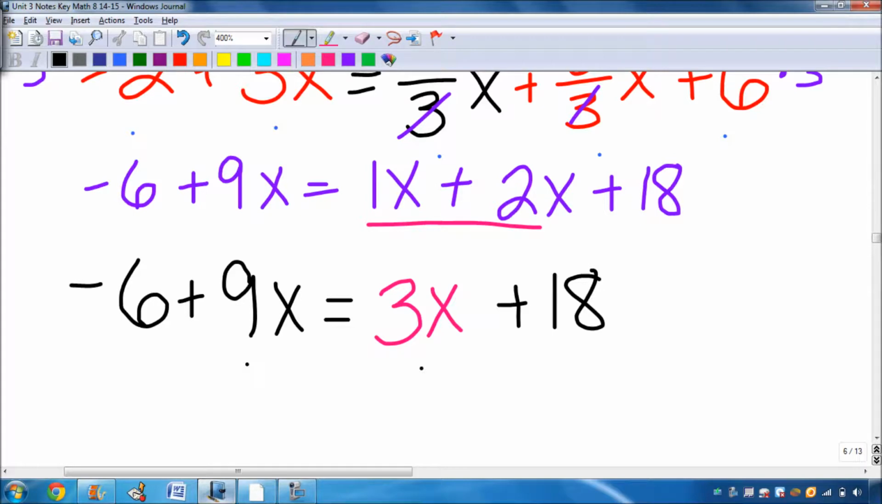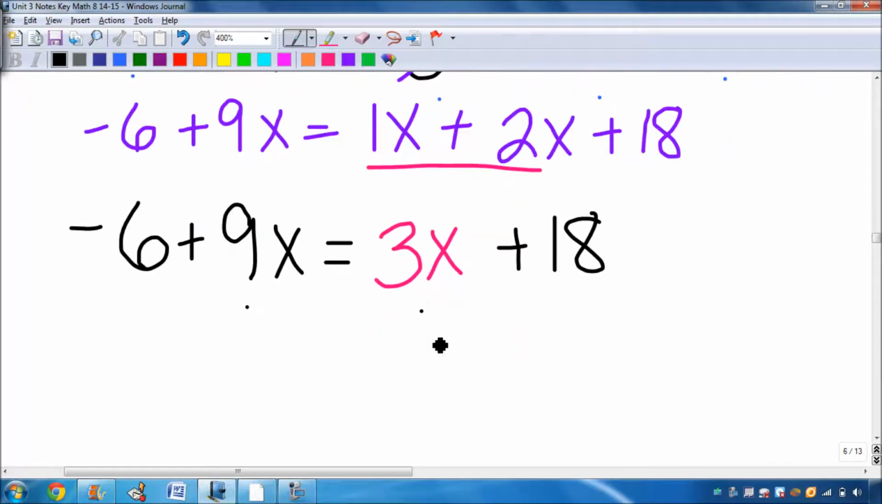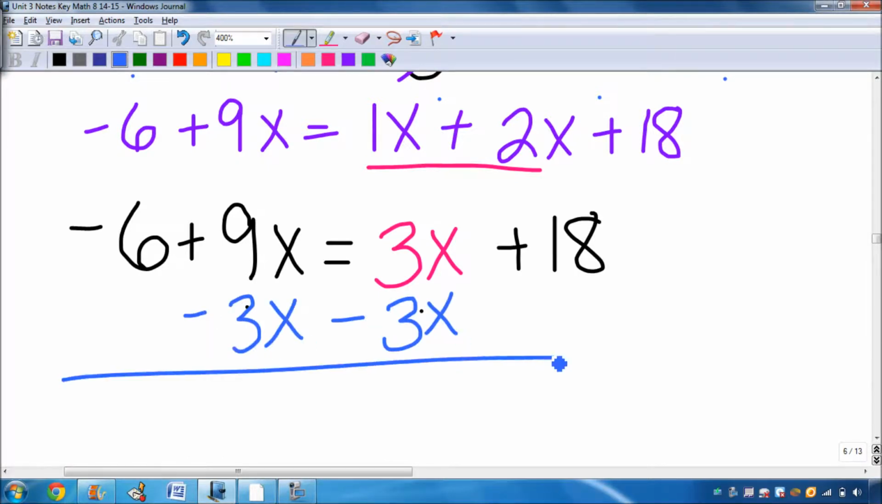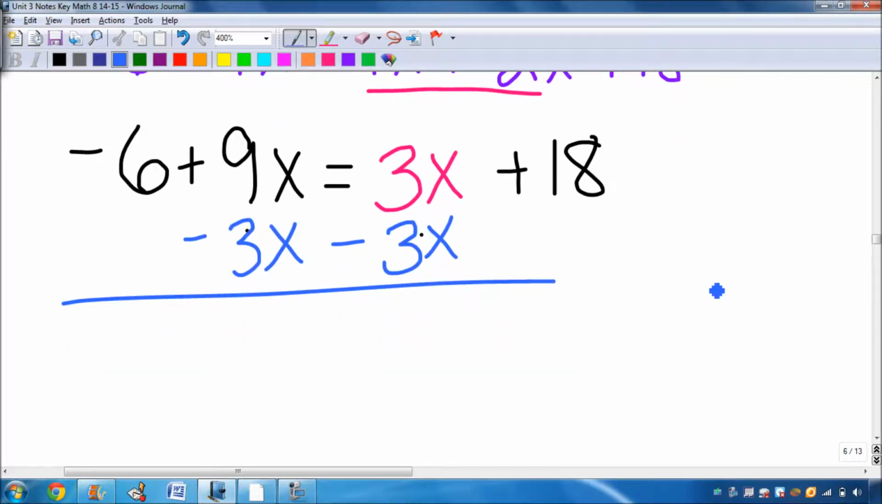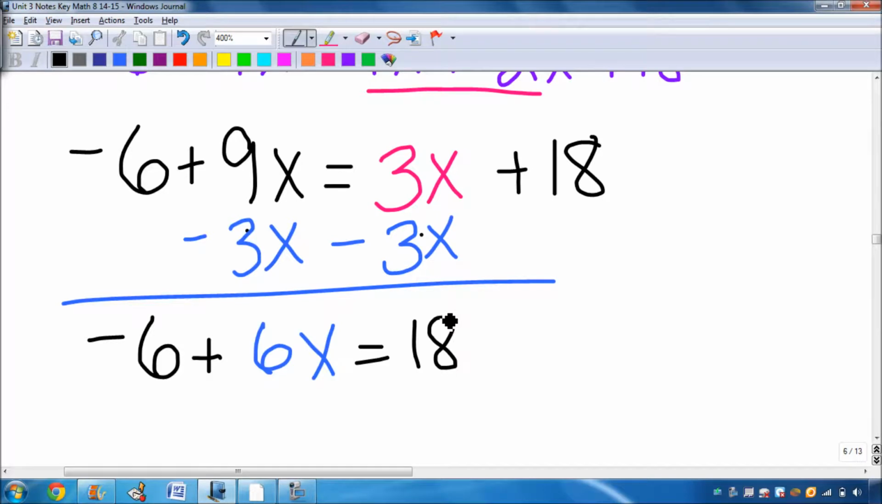I'm going to get rid of the 3x because there's less on this side than there are on this side. Again, you don't want to divide by 3x. That's not helpful. I'm going to subtract 3x from both sides. All right, so I end up getting, this -6 just gets carried down, and then this becomes 6x, all right, equals, now 3x and -3x cancel each other out, and I know that because 3 minus 3 is 0, so I get equals 18, all right?